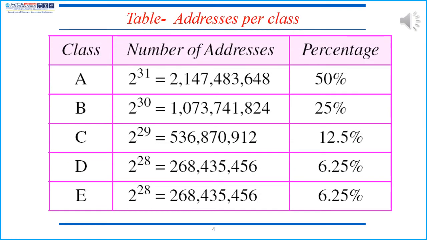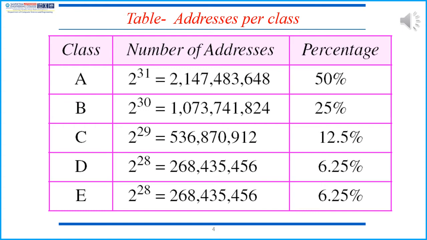The table shown here describes the addresses per class. There are totally 5 classes allocated in classful addressing, namely class A, B, C, D and E. Based on the number of addresses, the usage, that is the allocation percentage, is given here. As we have seen, 2 power 32 represents IP version 4. For class A alone, it is 2 power 31, so class A alone comprises 50% of IP addresses across the globe.